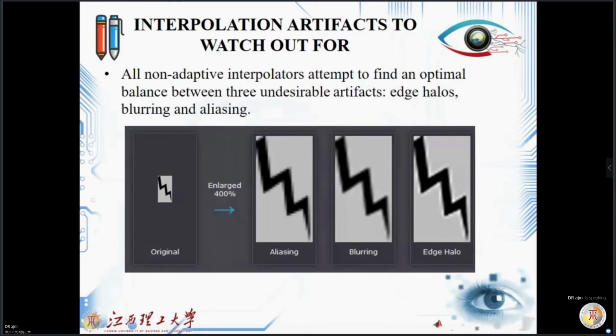And now we will see the interpolation artifacts to watch out for. Suppose all non-adaptive interpolation attempts to find an optimal balance between three undesirable artifacts. First one is edge halo, and blurring, and aliasing, as you will see the result here in the aliasing with 40% of interpolation. Blurring and edge halo, which are the three, we can say, problems that we have in the artificial artifacts of interpolation.